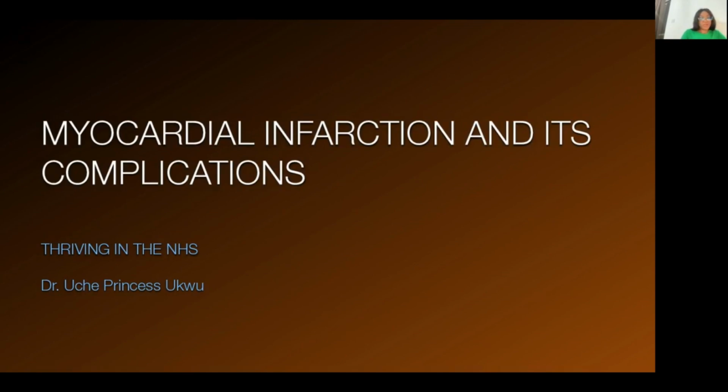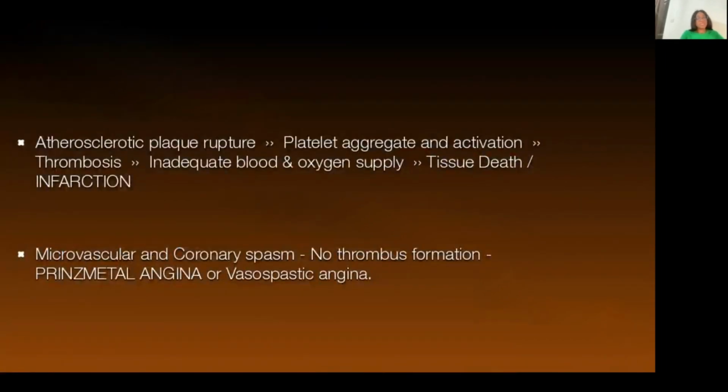So what is myocardial infarction? Myocardial infarction is basically decreased or complete cessation of blood supply to a part of the myocardium. It typically occurs from the rupture of an atherosclerotic plaque, which triggers a coagulation cascade. A thrombus then forms, leading to constriction of a vessel or complete occlusion, which results in inadequate blood and oxygen reaching that segment of the myocardium, and inadvertently we have tissue death, or infarction.